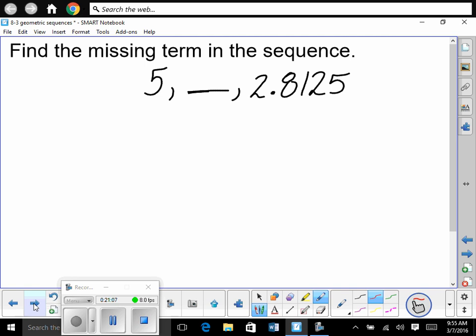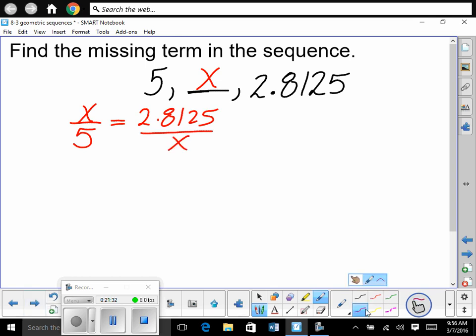So let's do this one. It says find the missing term in the sequence. Once again, I don't have anything memorized because I don't want to have to memorize formulas. I say, okay, if it's geometric, then I know between each term the same thing is being multiplied, so we will have a common ratio. So this is x. I'm doing x over 5 will be equal to this divided by this, so it will be equal to 2.8125 over x.